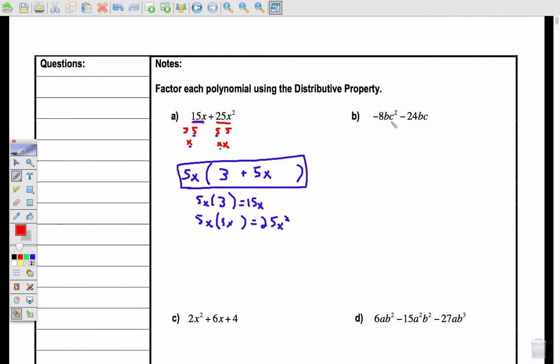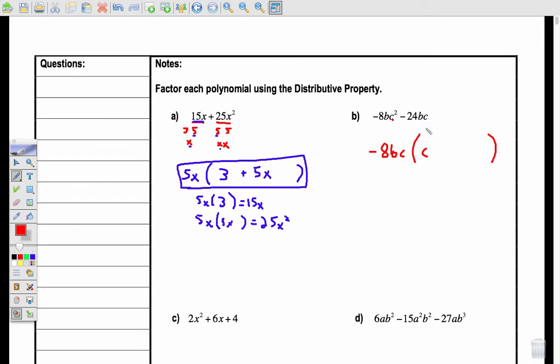Alright. I'm going to do the same steps on these following ones. First thing you've got to do is find the greatest common factor. So I know that negative 8 goes into negative 24, so I'm going to say that negative 8 is the number. B, they both have a B in common. C squared, C, they both have one C, so a C. There's your greatest common factor. Set your parentheses up. Negative 8bc times something equals negative 8bc squared. So all I've got to put right here is a C. Multiply those together, and that's going to give me C squared.